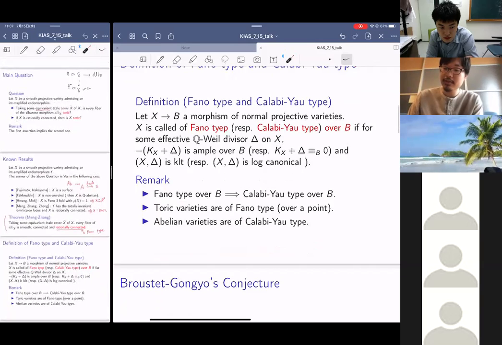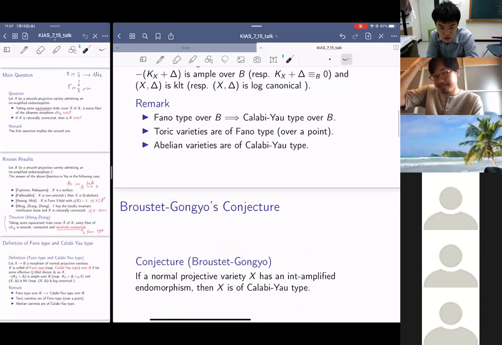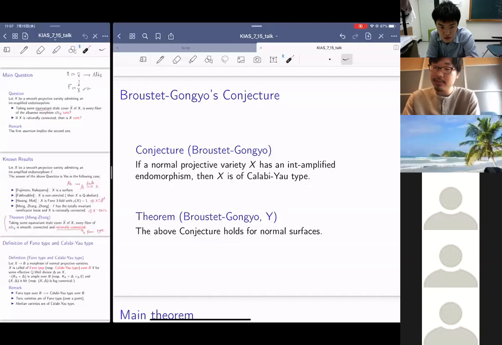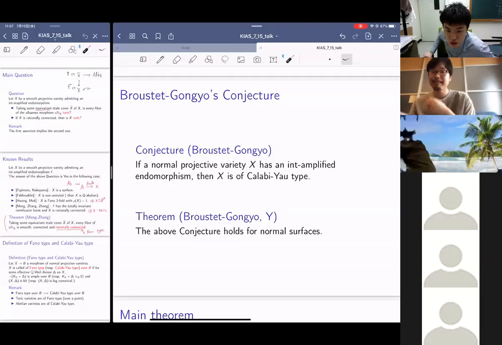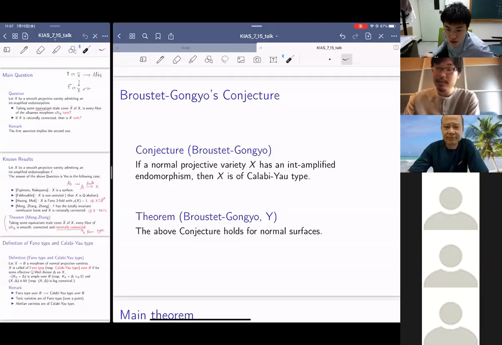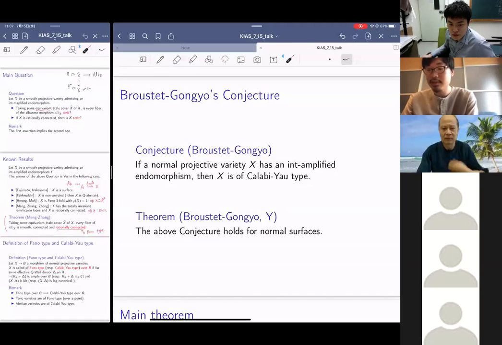Broustet and Gongyo proposed the following conjecture: if a normal projective variety X has an int-amplified endomorphism, then X is of Calabi-Yau type. So we assume only normality. This conjecture was proved by Broustet and Gongyo if the endomorphism is polarized. And in the int-amplified case, I prove this theorem.